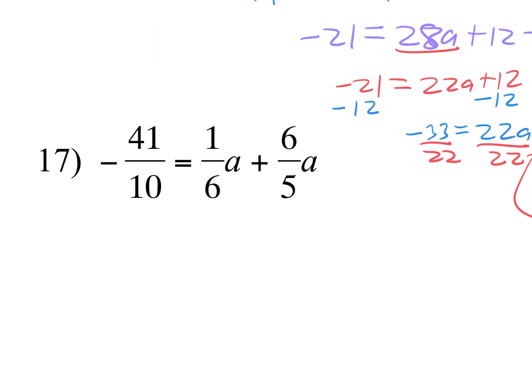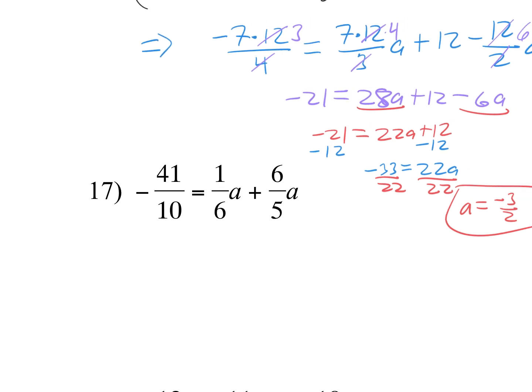Let's do the same thing with number 7. The least common multiple between 10, 6, and 5 should be 30. So let's multiply this entire equation by 30 and distribute 30 to everything. Again, I'm not going to do 30 times 41 and write out that whole thing, whatever that is. Work a little bit smarter: do negative 41 times 30 over 10 and then simplify.